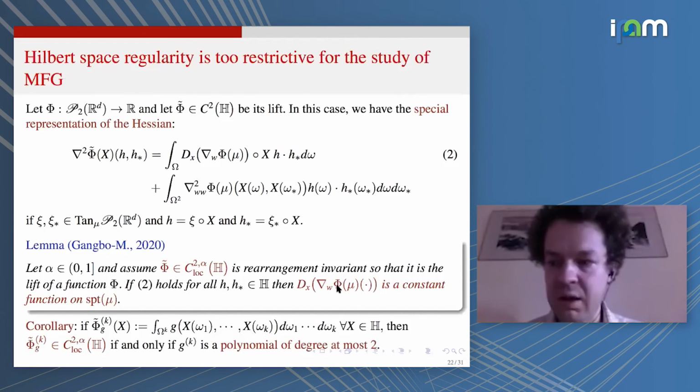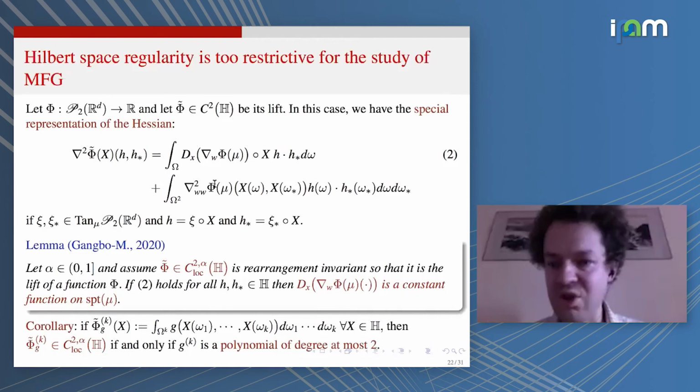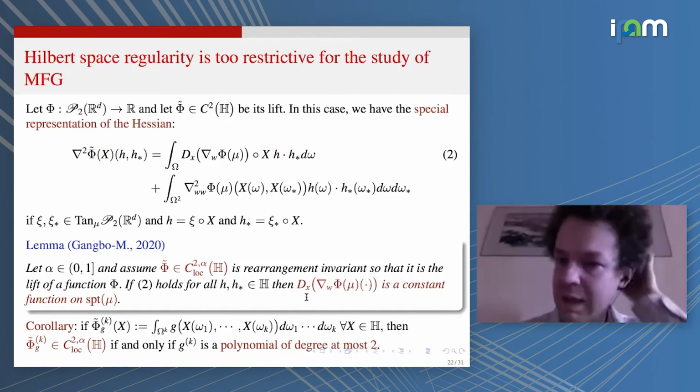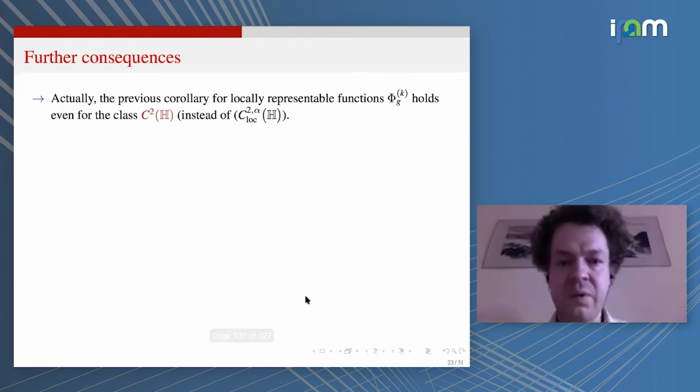And in particular, if we take functions which are locally representable in this sense, so these are potential energies or interaction energies, if you want, then imposing C2 or C2 alpha regularity on this function on the Hilbert space would imply a rigidity property. Imagine that you have only the potential energy. In that case, this term disappears, and this term is just the Hessian of the potential. If the Hessian of the potential is constant on the support of the measure, and you take measures which are fully supported, then that potential has to be a polynomial of order 2. So this gives us this kind of restriction.